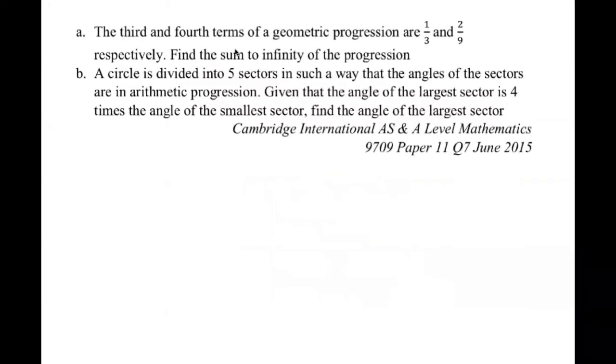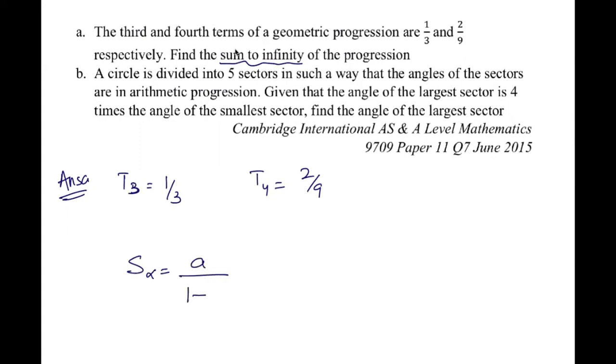The third and the fourth term of a geometric progression are 1/3 and 2/9 respectively. Find the sum to infinity of the progression. This is a past paper question. The third term of a geometric progression is 1/3 and the fourth term is 2/9. To find the sum to infinity, you need the first term and the common ratio. How can you get the first term and the common ratio?